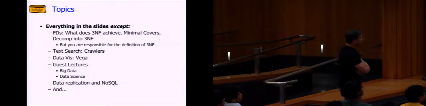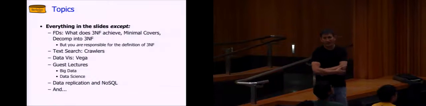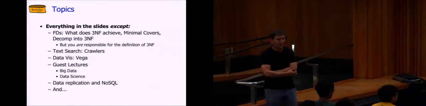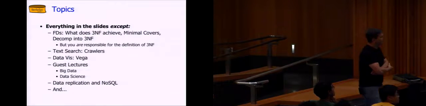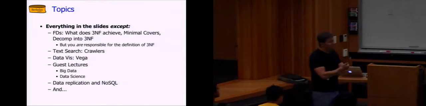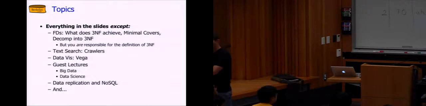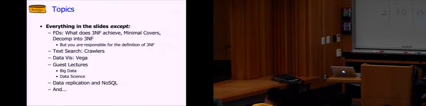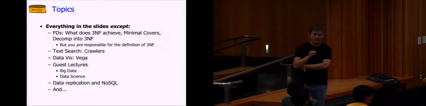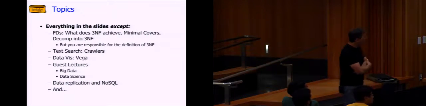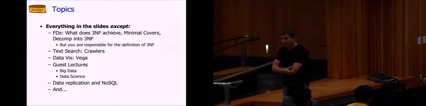For functional dependencies, you don't need to know what 3NF is trying to achieve, because I was incapable of expressing it to you in any meaningful way. All right, because I don't think there is any way to describe it. You don't need to know about how to do third normal form decomposition, which means you don't need to know about minimal covers. We didn't cover that. You are responsible for what is third normal form. It's a relaxation of BCNF in a particular way. Go look it up. All right, for text search, we didn't talk about crawlers in lecture.